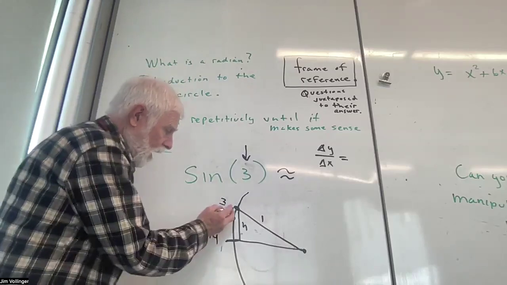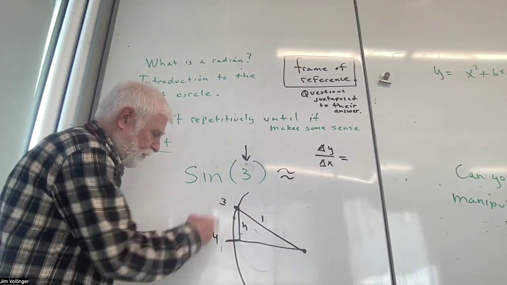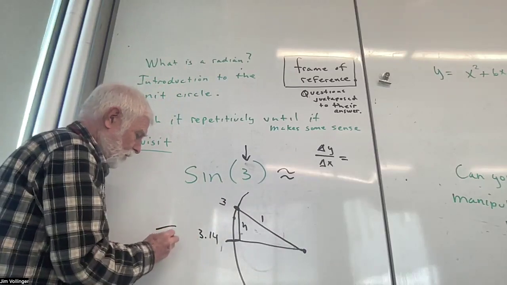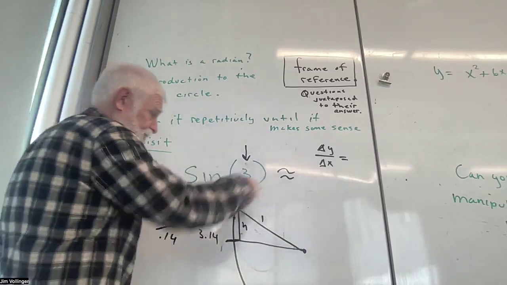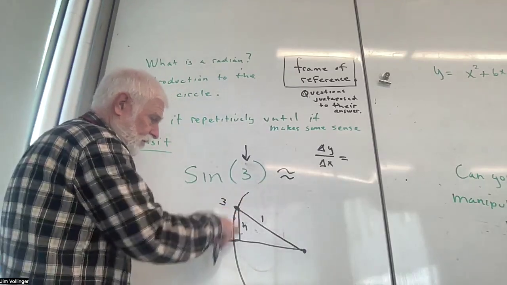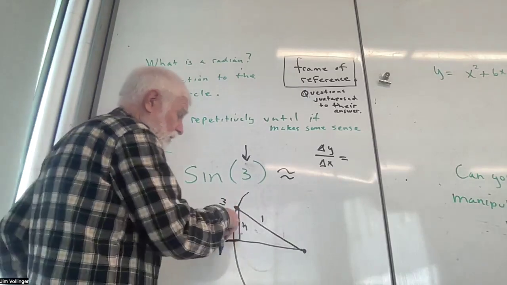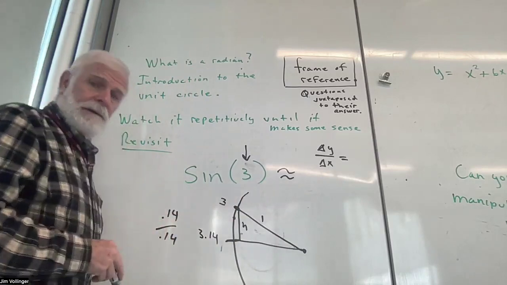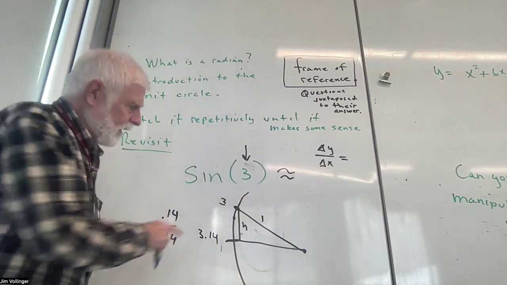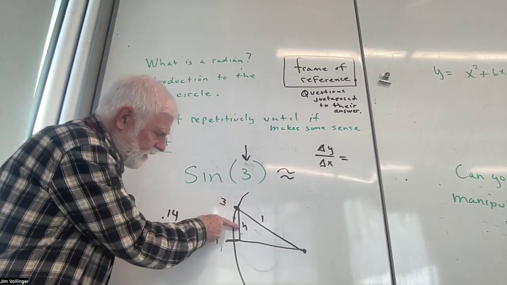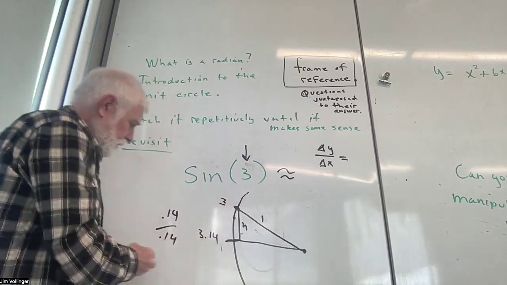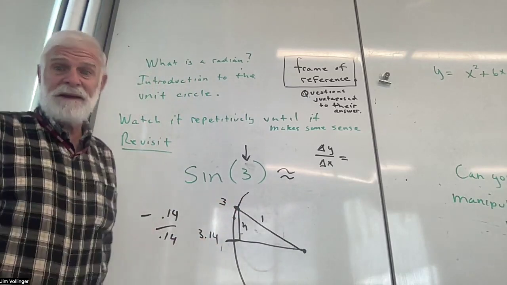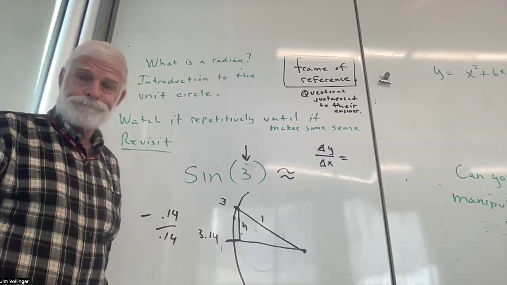Sure looks like the arc length isn't too hard to figure out, from 3 to 3.14, 0.14. And that's the change in radian. And the change in height is, well, let's find the height right now. It's pretty close to 0.14. It's almost 1 to 1, except that I said the rate of change, that's getting smaller, that's getting larger. Seems like it's almost a minus 1 to 1 ratio.